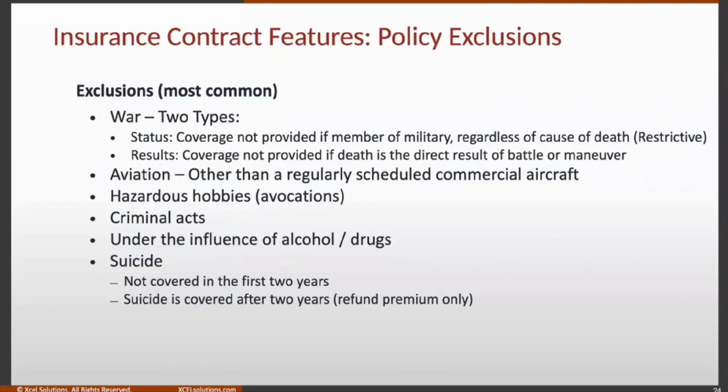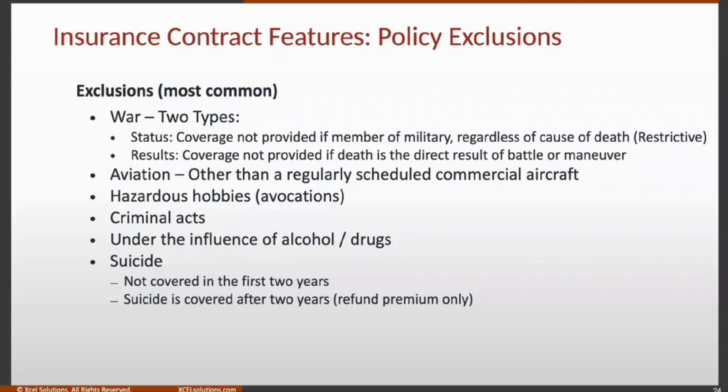Also, other exclusions that can be listed in a policy, where an insurance company will not cover, include death due to aviation, other than a regularly scheduled commercial aircraft. The big commercial jets don't go down as often as the small aircraft do. So many times your life insurance policies will not cover death due to aviation of those small aircraft, and they can exclude it right out and list it as an exclusion in the contract.